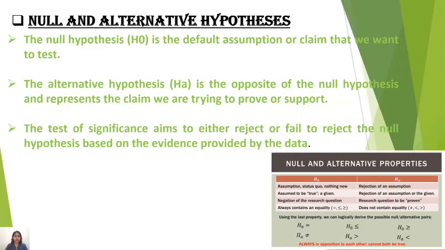Null and alternative hypothesis. The null hypothesis is the default assumption or claim that we want to test. The alternative hypothesis is the opposite of the null hypothesis and represents the claim we are trying to prove or support. The test of significance aims to either reject or fail to reject the null hypothesis based on evidence provided by data.